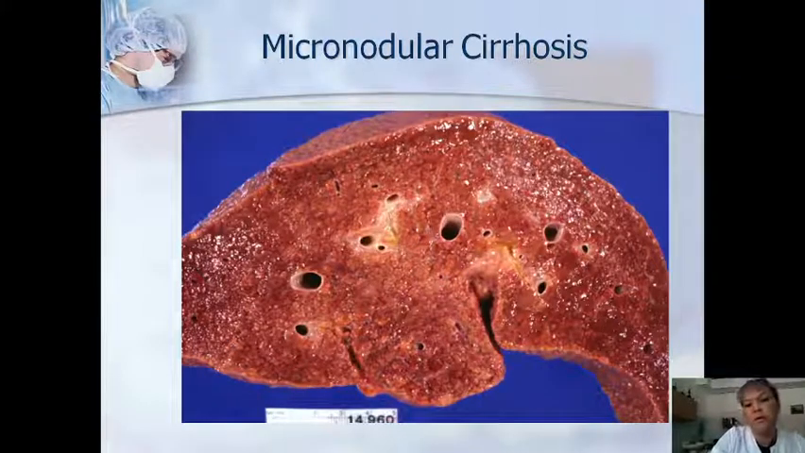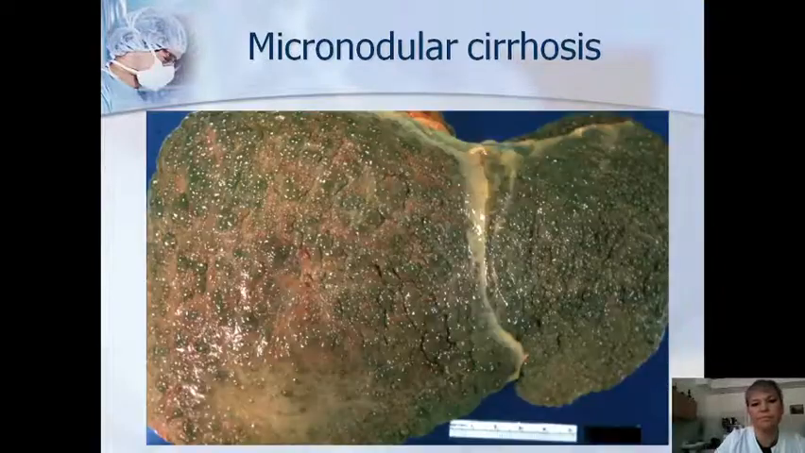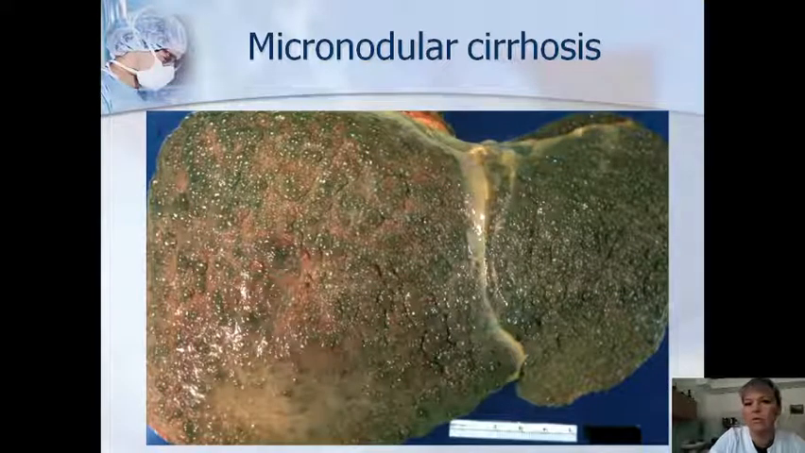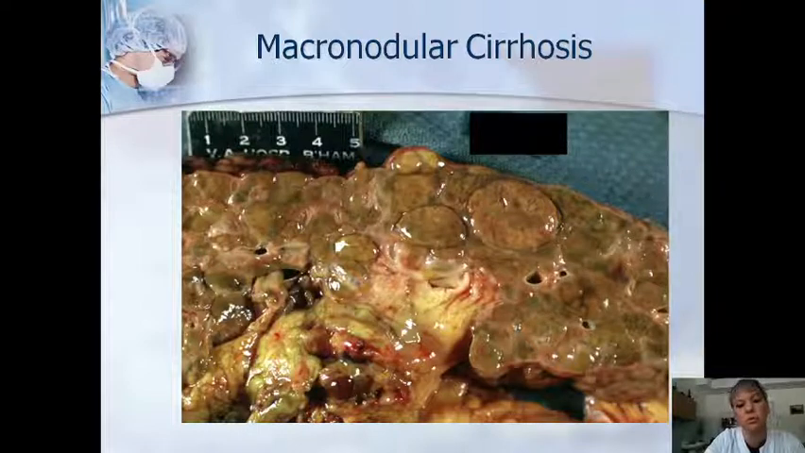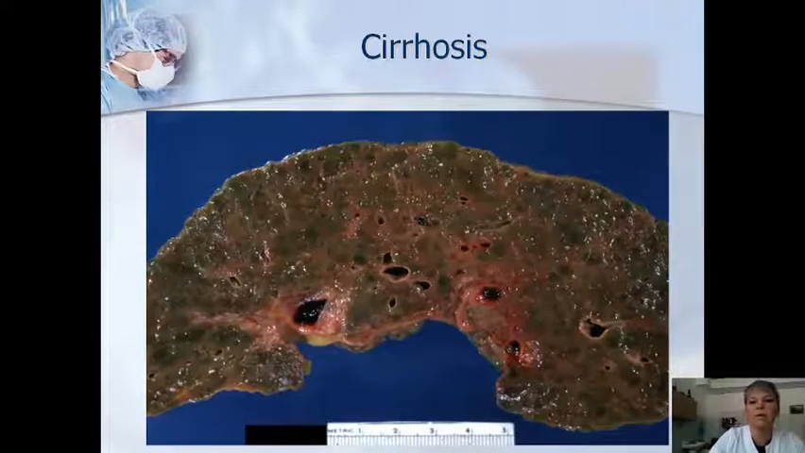In this photo, you can see portal cirrhosis, micronodular cirrhosis; green color, biliary cirrhosis. This is macronodular cirrhosis, post-necrotic form; this is small granular.